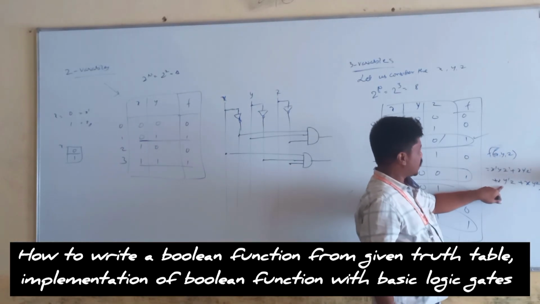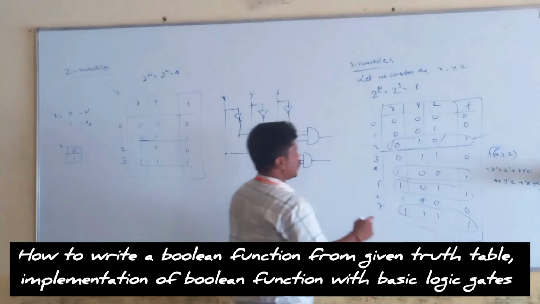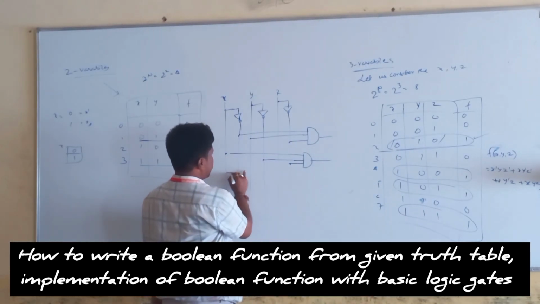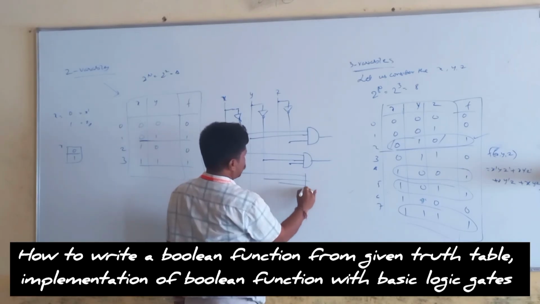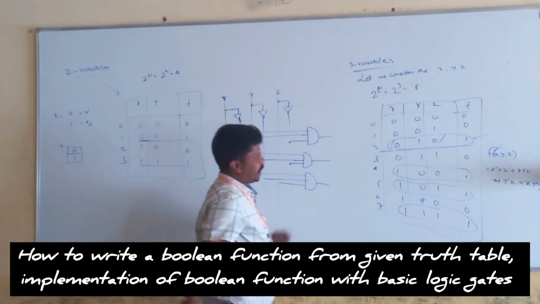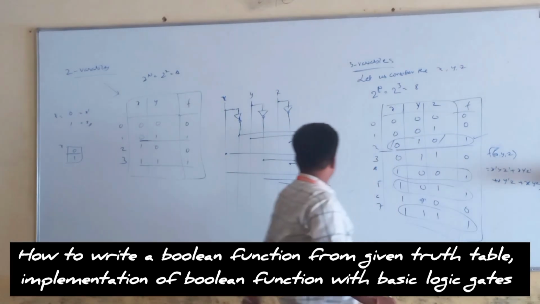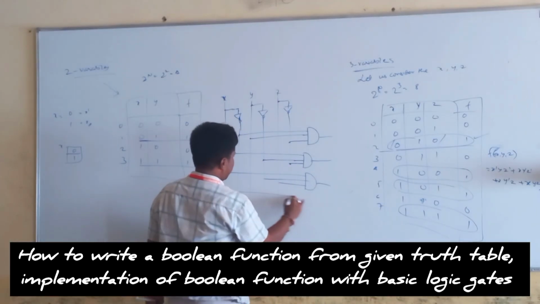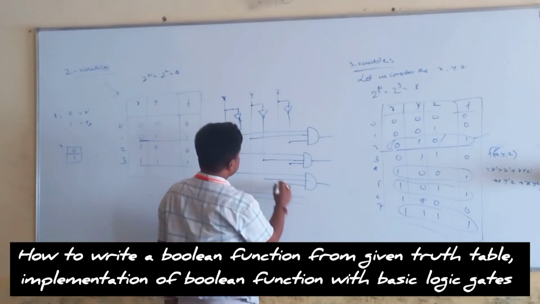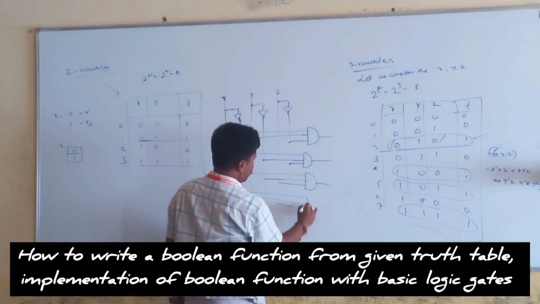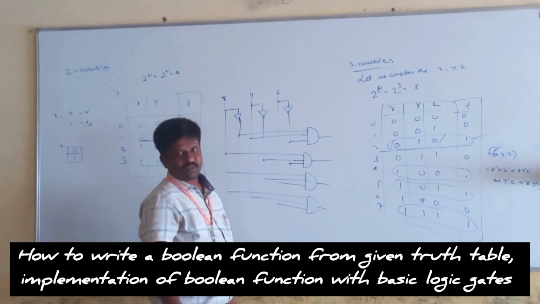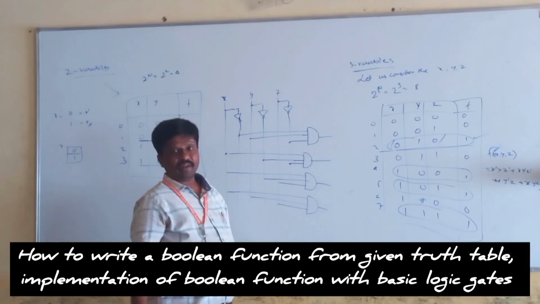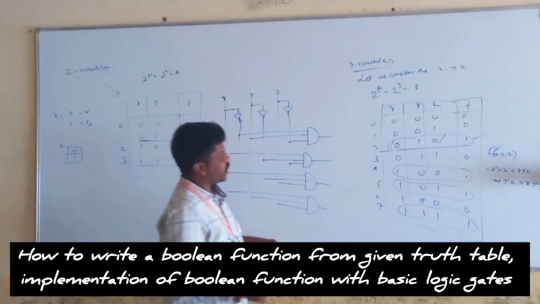Next is x, y dash, z. x is there, y dash is there, and also z is there. This is the third term. Next is x, y, z. x is there, y is there, and also z is there. Yes or no? Okay, I have the four terms in product forms, so I have AND gates, and I need to combine them with the sum.